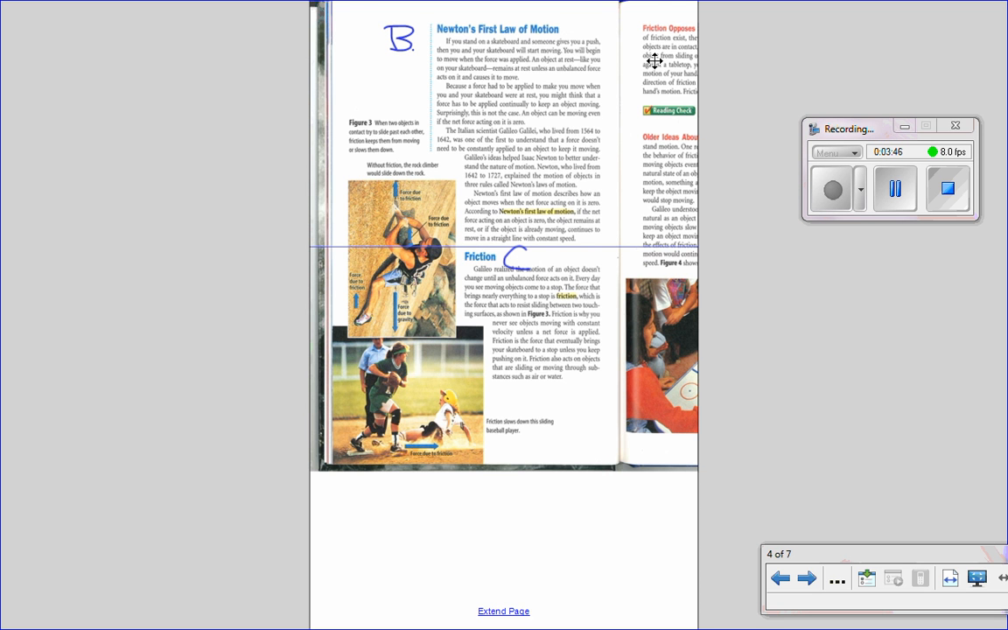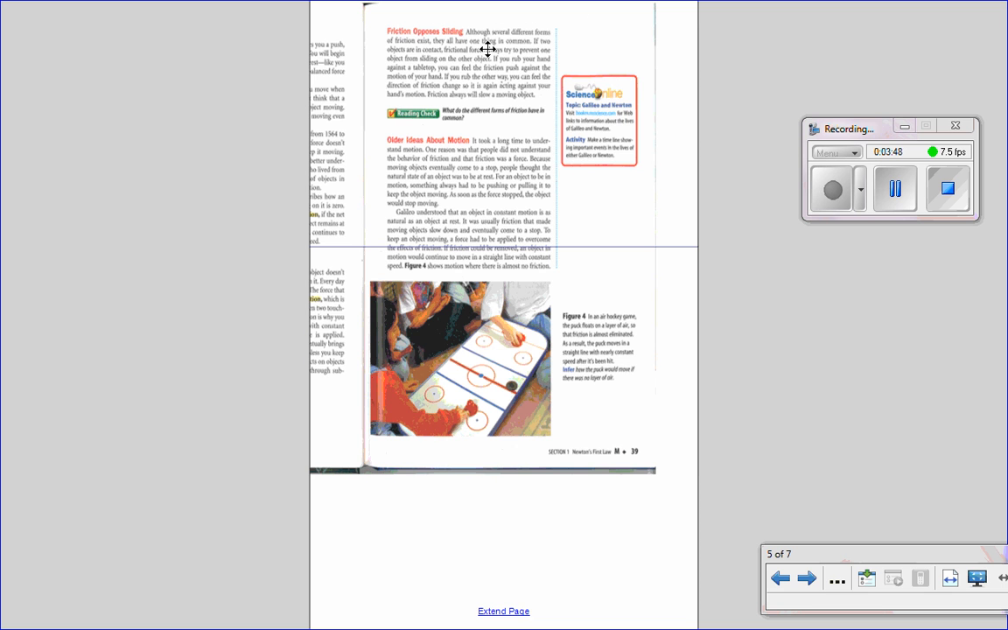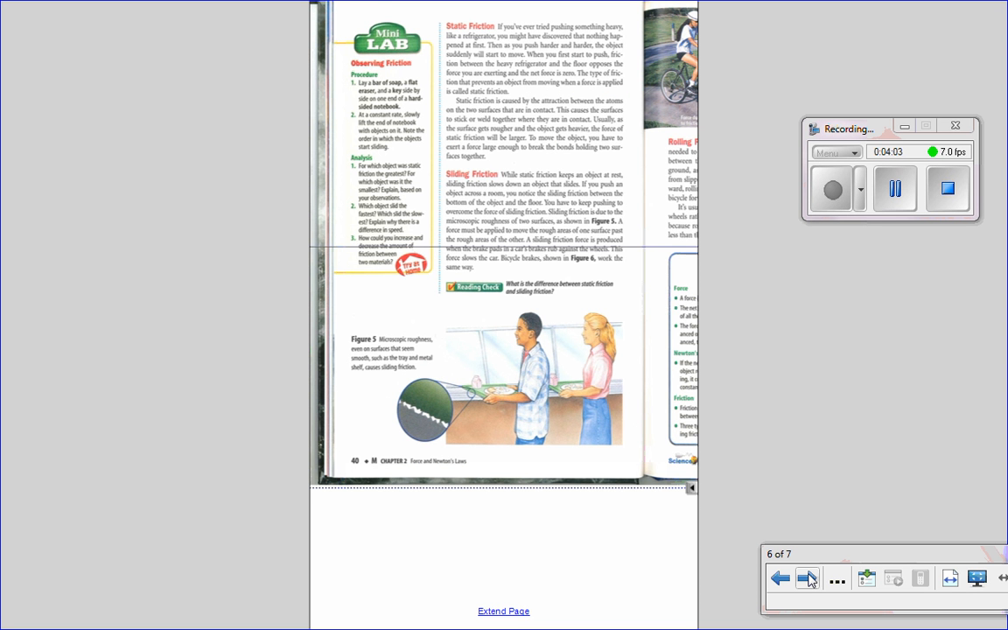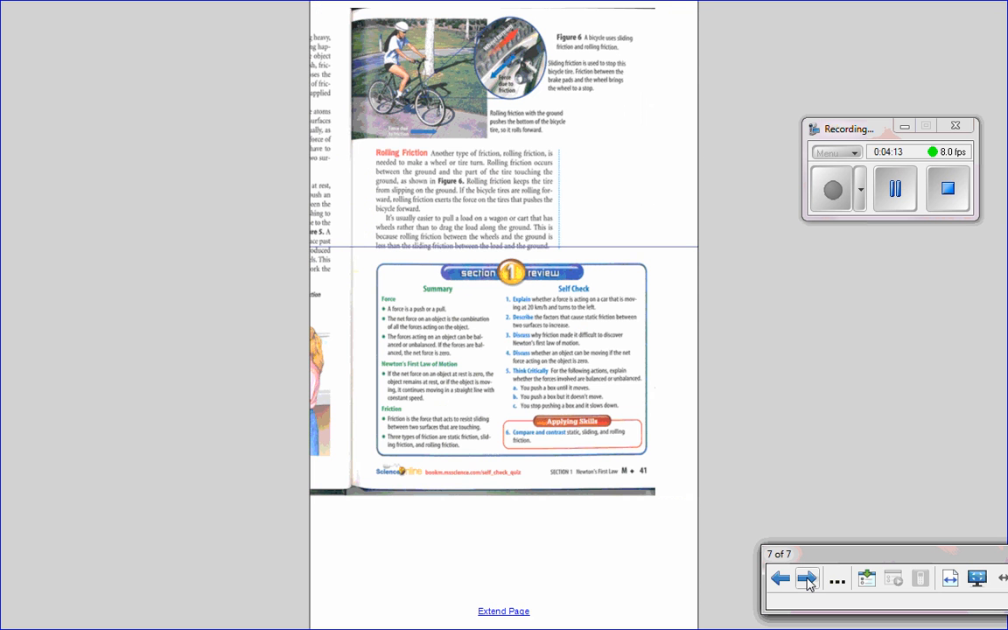So for friction opposes sliding, we are going to start over again and put a number 1. And then we have other ideas about motion, and we're going to put a 2. We still haven't gotten a new blue heading, so we continue our numbering: 3, 4, and then our rolling friction will be 5.